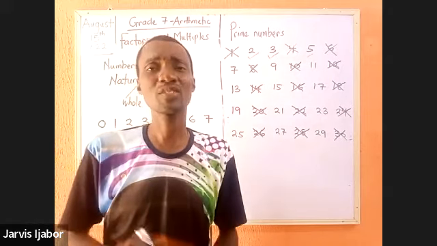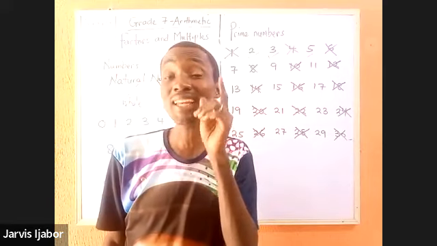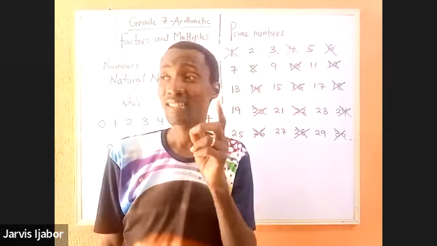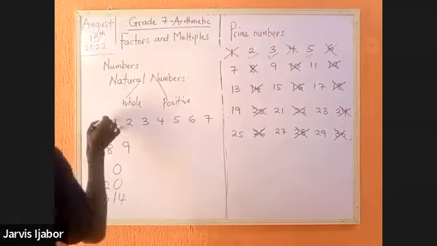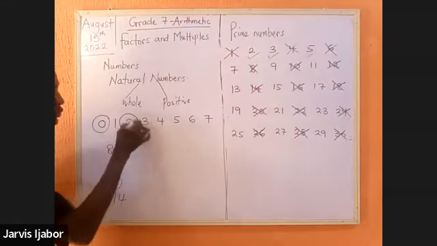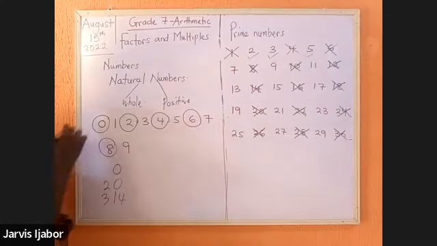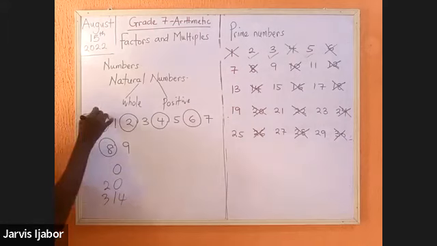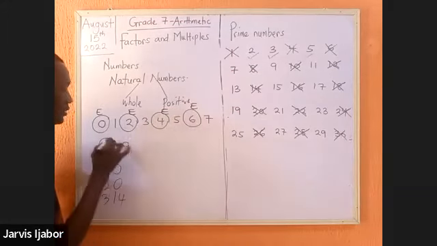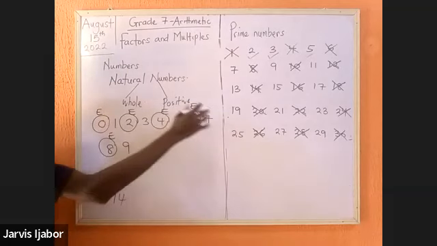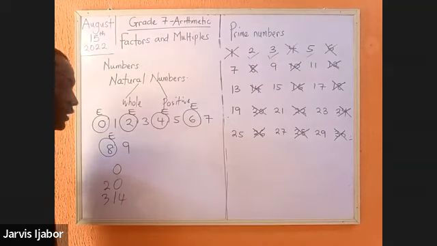So, the big question will be, what then is an even number? An even number is any number that ends with 0, 2, 4, 6, and 8. So these are even numbers. I'm going to put E on top. E will mean even. So all these numbers you're having E's on top are called even numbers.